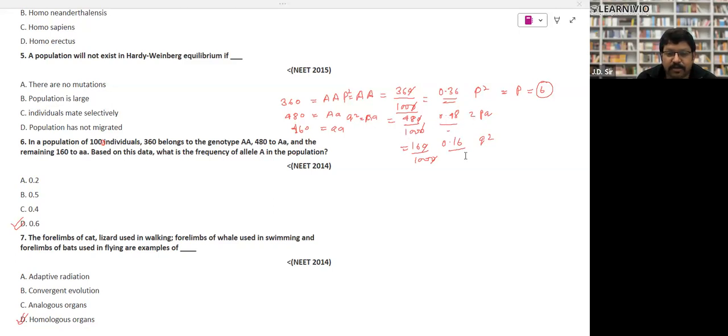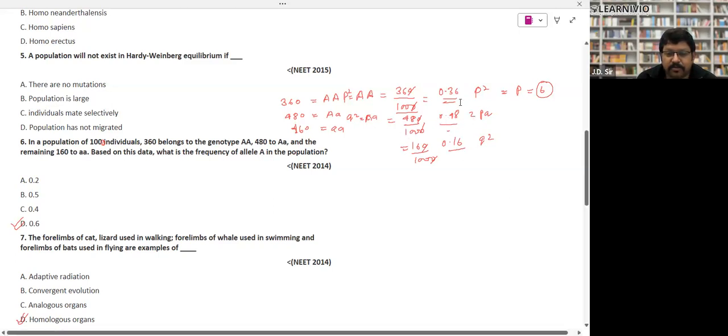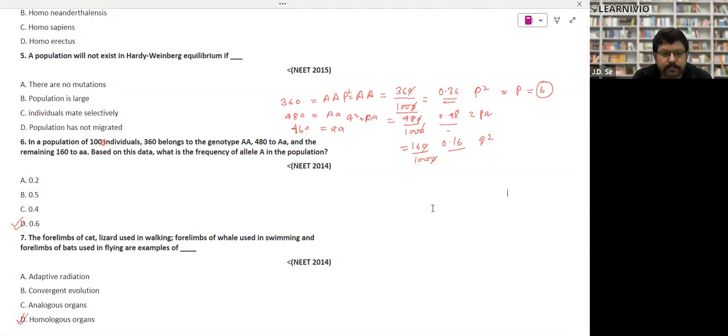So p square plus 2pq plus q square, right? So what should be the frequency of, look, what is p? What they have asked, based on the data, is the frequency of allele A. So p square is 0.36. What is p? p will be 0.6. So that's why 0.6 is the answer. Got it? Yes, sir. I have given these two sample questions of Hardy-Weinberg. You have to use this formula. You only have to use your brain on what exactly they are asking.